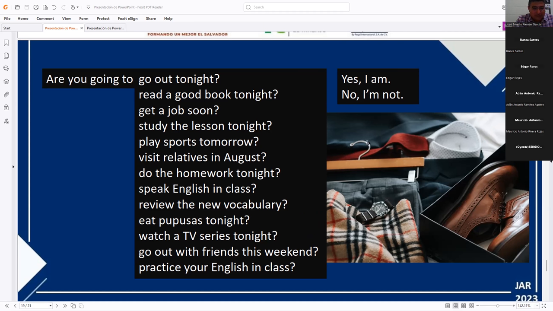Okay, Edgar Reyes. Are you going to review the new vocabulary? Edgar Reyes is not here. Let me see. Sergio, are you going to eat pupusas tonight? No, I'm not. I eat in the morning. You eat pupusas in the morning. Okay. Excellent. Why not, right? Pupusas in the morning.